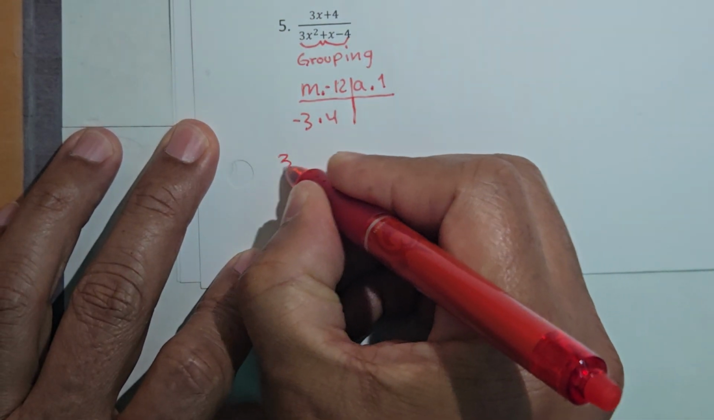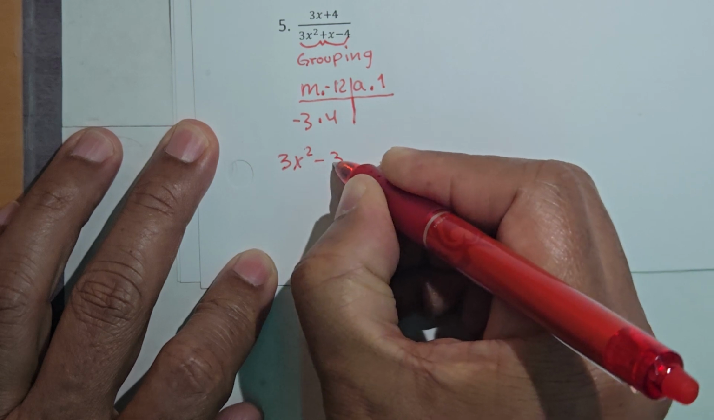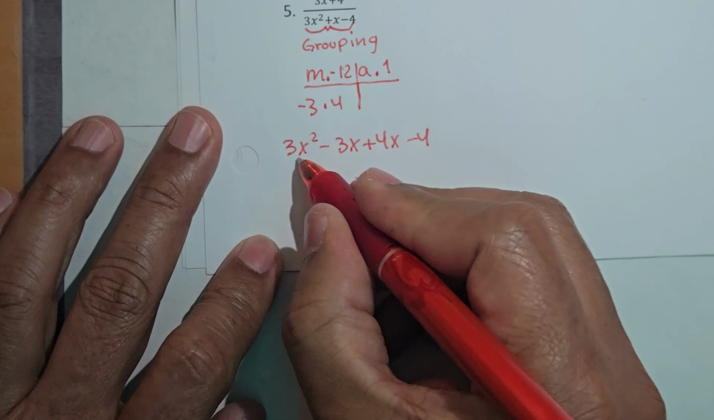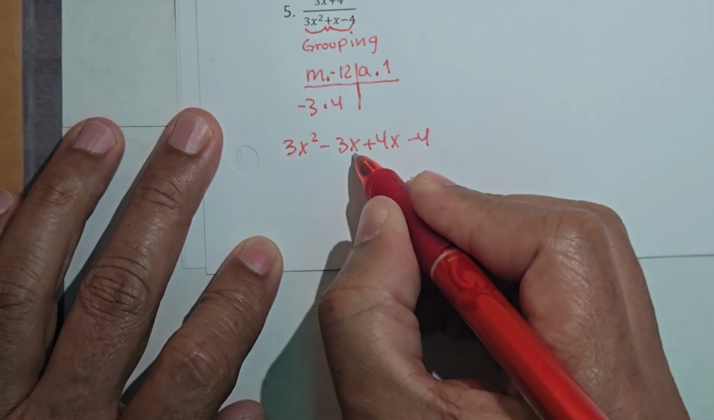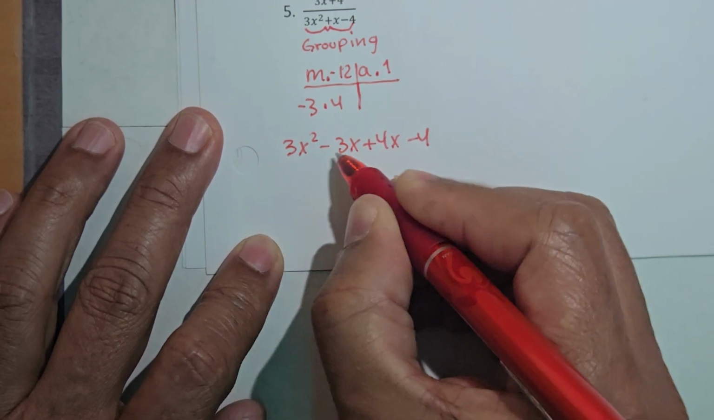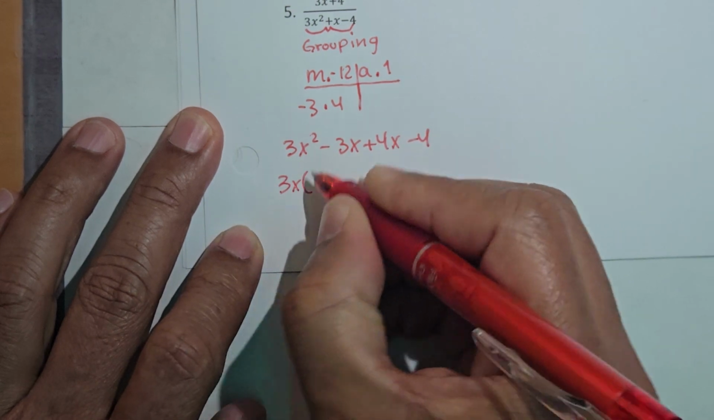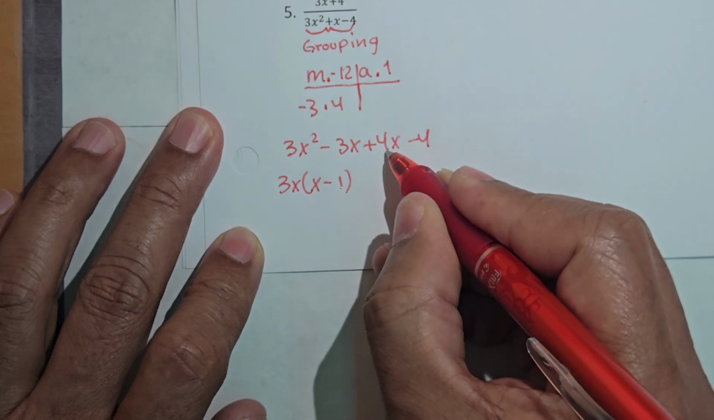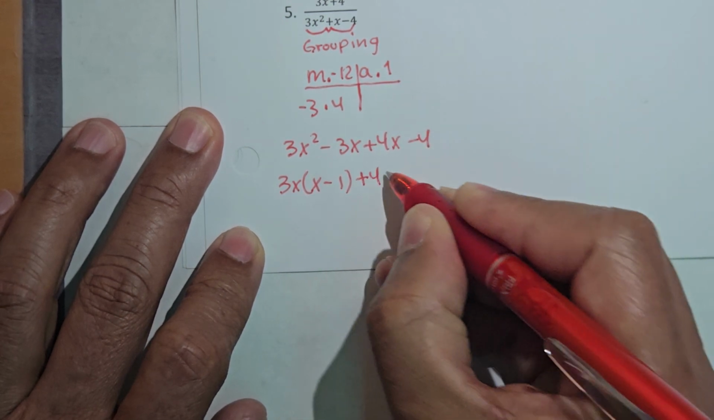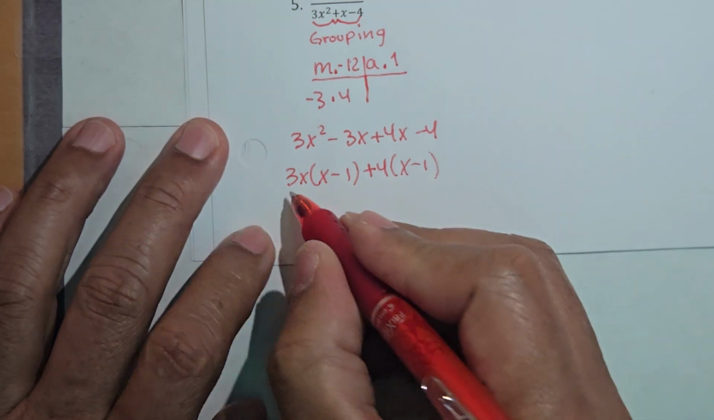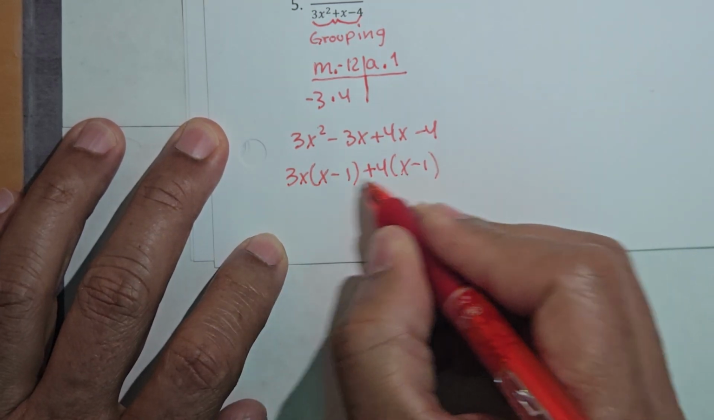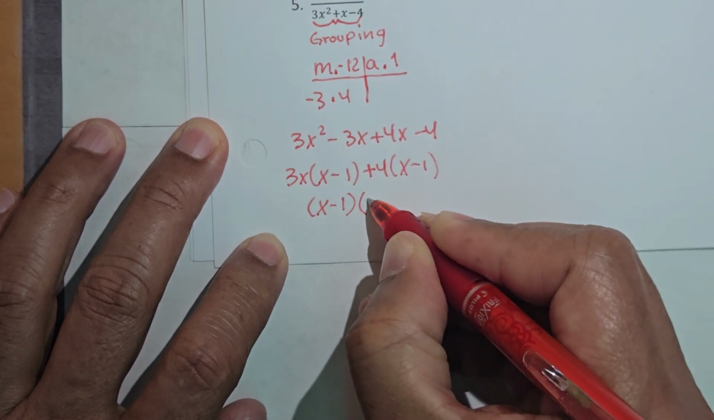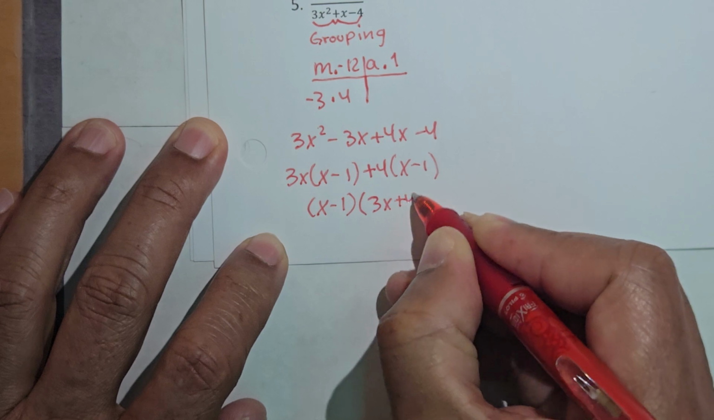So then I have 3x squared minus 3x plus 4x minus 4. From these two terms, I can factor out a GCF of 3x. And then we have x minus 1. Okay, and from these two terms, I can factor out a 4 as a GCF. So plus 4 times x minus 1. Then I can factor out 3x plus 4 and x minus 1 because they have it in common. So x minus 1 times 3x plus 4.